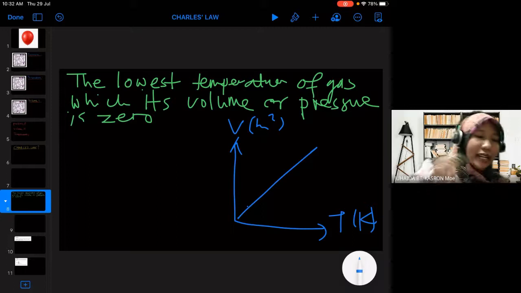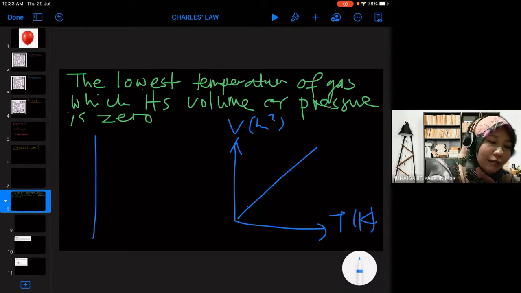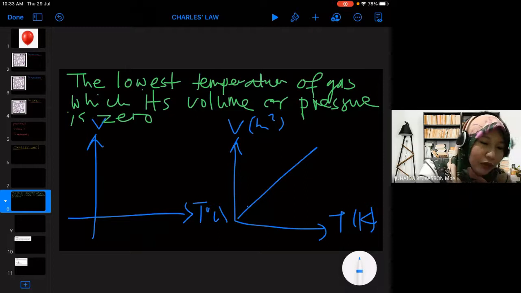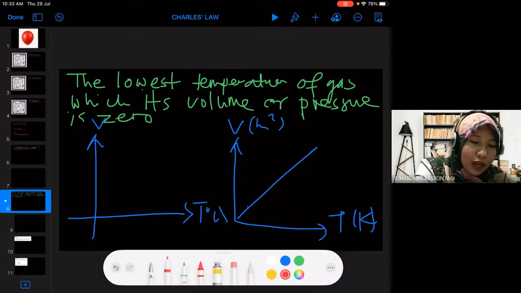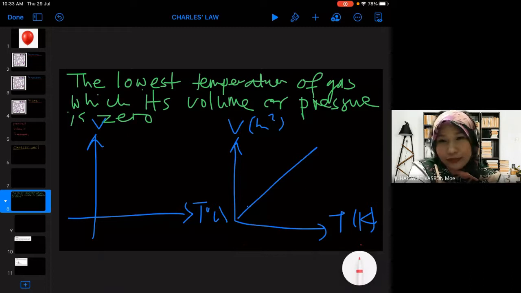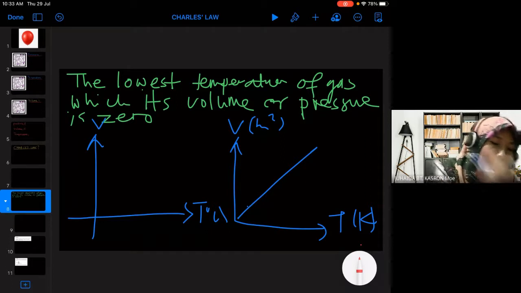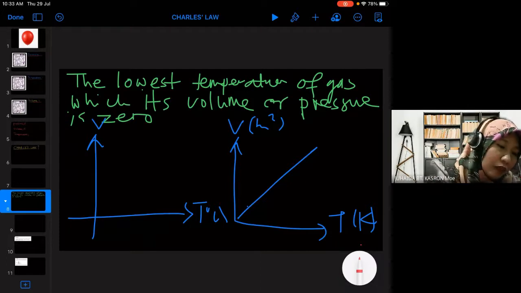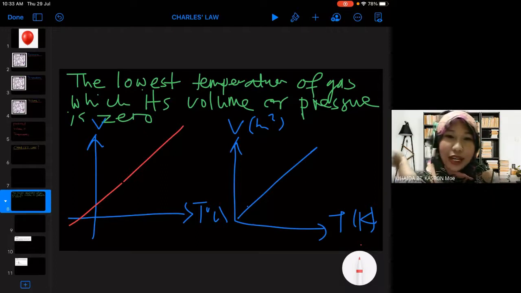Okay, now if we use temperature with unit degree Celsius, what do you think? Does it start with zero? No. Afterwards, we will conduct the activity to prove that it does not start from zero if we use the degree Celsius temperature. So if we use the degree Celsius temperature, what you will get is like this. It does not begin with zero.